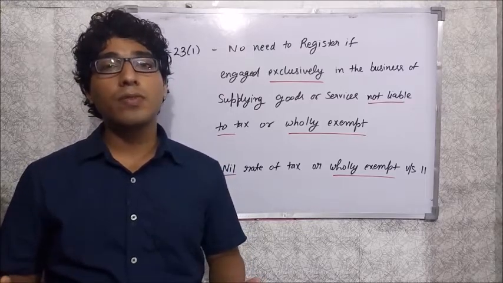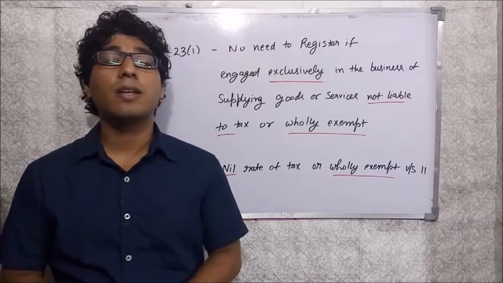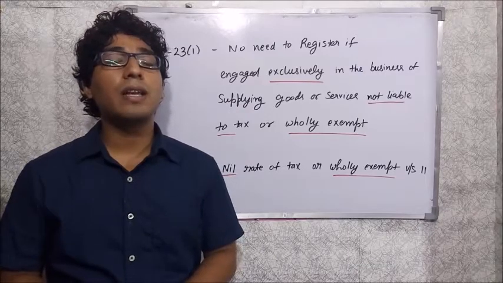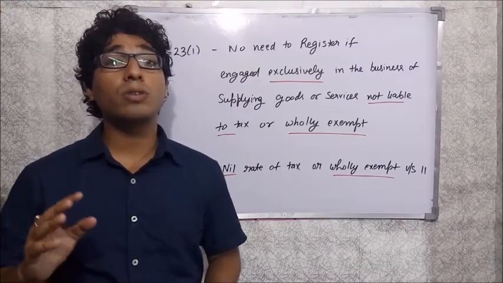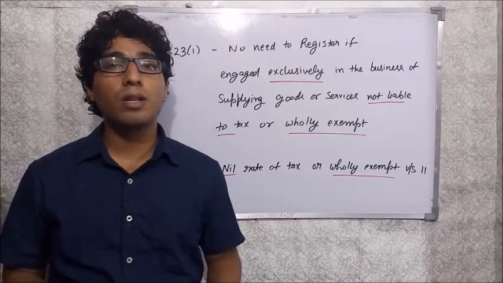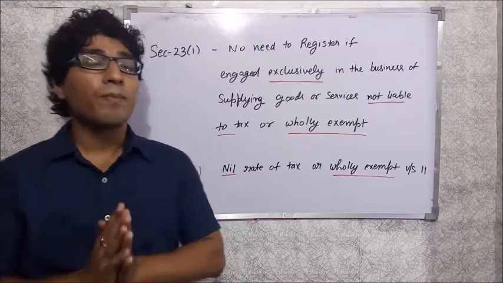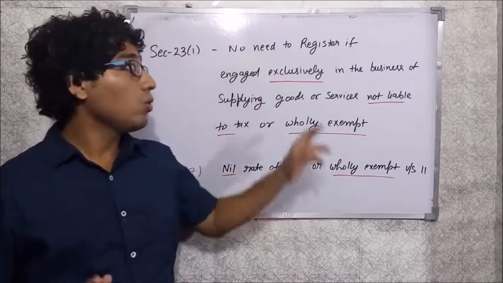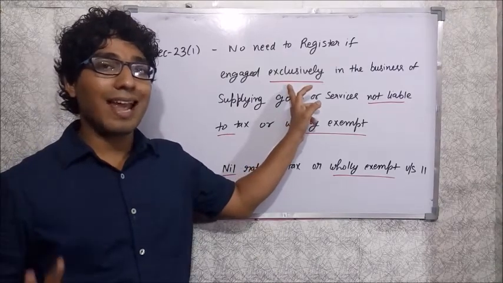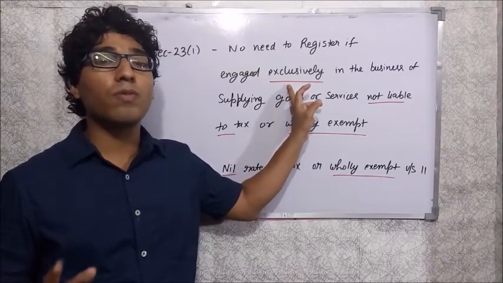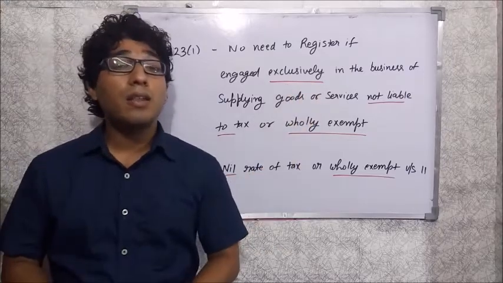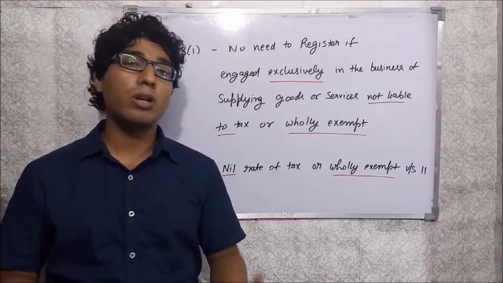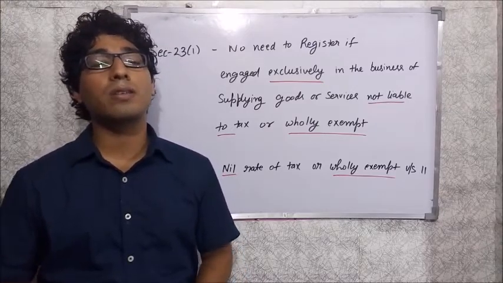So the provision which deals with such a situation is given under Section 23 subsection 1. Section 23 subsection 1 deals with those situations in which you don't need to get yourself registered under GST even if your turnover exceeds 20 lakh rupees in the financial year. It says you don't need to get registered if you are engaged exclusively. The word is exclusively, which means completely or wholly. So if you exclusively engage in the business of supplying those goods or services which are completely exempt under GST, then you don't need to get registered under GST even if your turnover exceeds 20 lakh rupees.